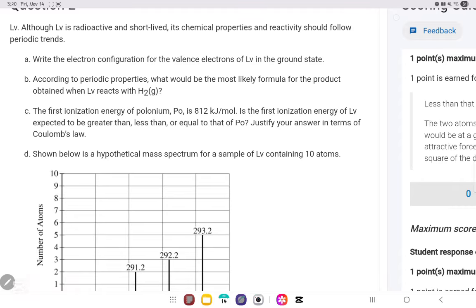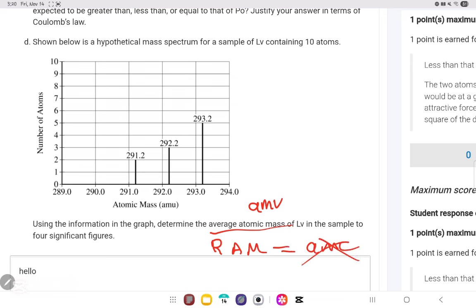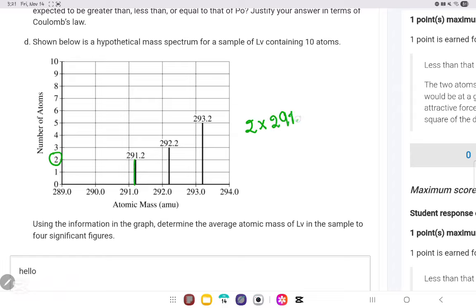We'll now move on to part D. It says, shown below is a hypothetical mass spectrum for a sample of Lv containing 10 atoms. This is very important. They told us to use the information in the graph to determine the average atomic mass. Whenever they say average atomic mass, you need to write amu. If they said relative atomic mass, you don't need to write amu. It does not exist in relative atomic mass, but in average atomic mass, it does exist. So we start like any regular equation. I will take the number of atoms, which is 2, multiplied by the atomic mass, which is 291.2.